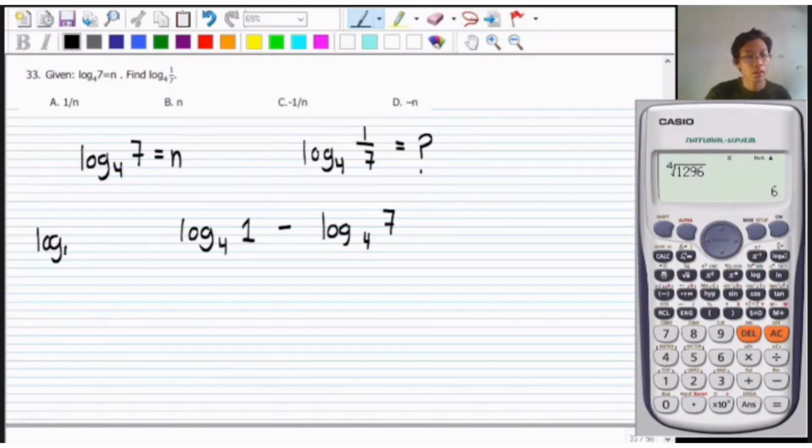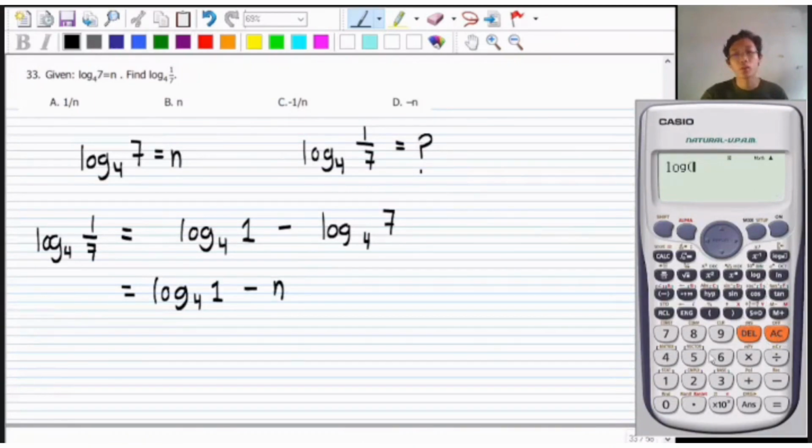Log 1/7 base 4 is equal to log 1 base 4 minus log 7 base 4. Okay, kunin mo na lang yan ng calculator. Log 7 base 4 mo is n. So, log 1 base 4 minus n. So, ilan ang log ng 1? Log base 4, 1. That is 0. So, 0 minus n. Final answer will be negative n. Letter D.